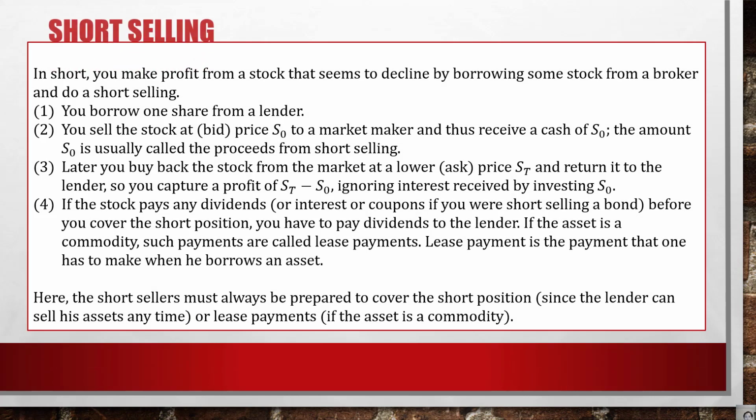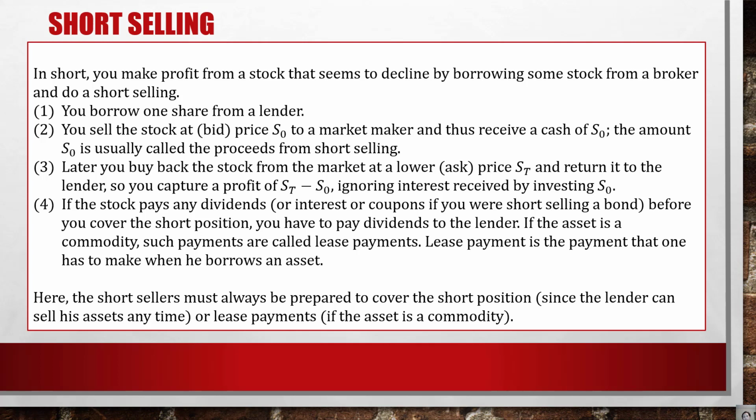Alright. In short, you make profit from a stock that seems to decline by borrowing some stock from a broker and doing short selling. First, you borrow one share from a lender. Then you sell the stock at bid price S0 to a market maker, and third, receive a cash of S0. The amount S0 is usually called the proceeds from the short selling.